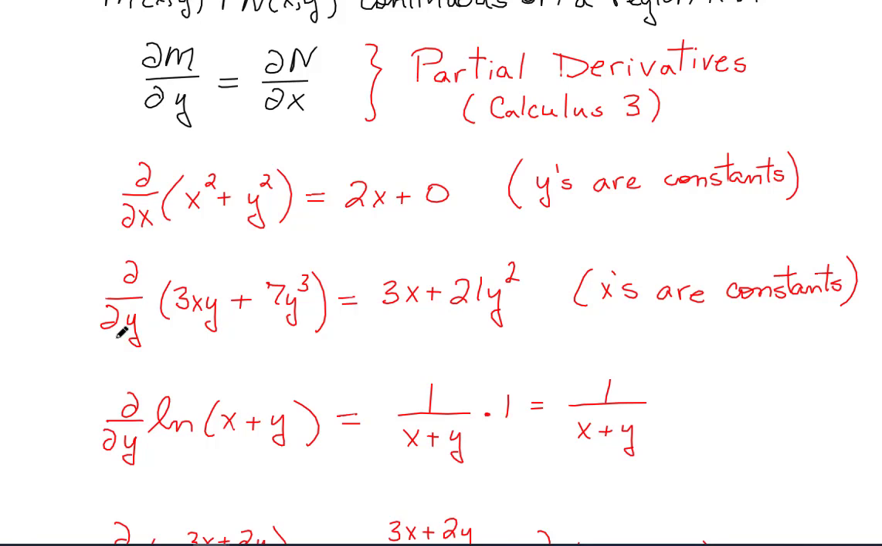What if I wanted to take the derivative with respect to y of 3xy plus 7y cubed? Alright, so y is the variable. In this case, all x's are constants. So I'm really taking the derivative here of a constant times y. Well, the derivative of a constant times y is the constant back. The derivative with respect to y on this term is just like normal. You would get 21y squared.